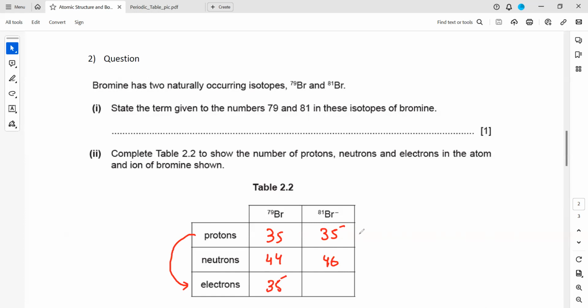But what about the bromide ion? Because it has a negative charge, it should have one extra electron compared to protons. So if 35 protons are there, how many electrons should be there? There should be 36, because the electron is negatively charged. Is it clear? Question 2, parts 1 and 2.